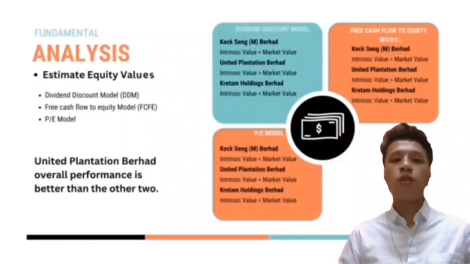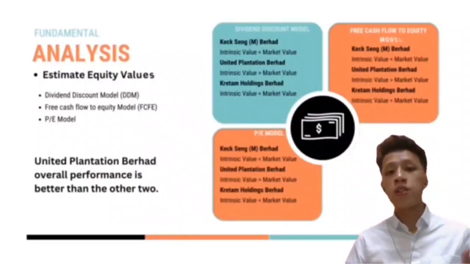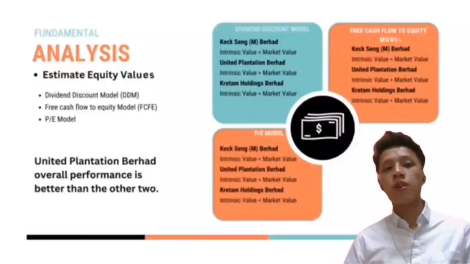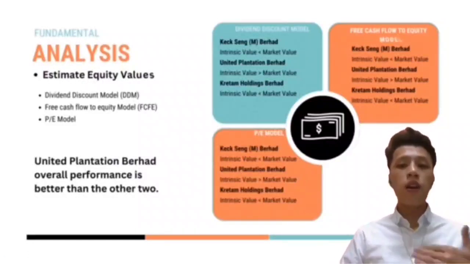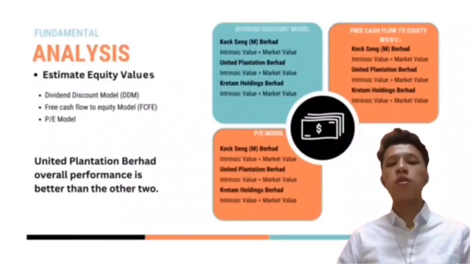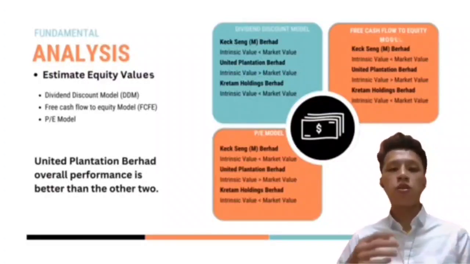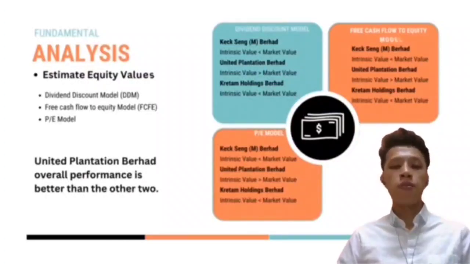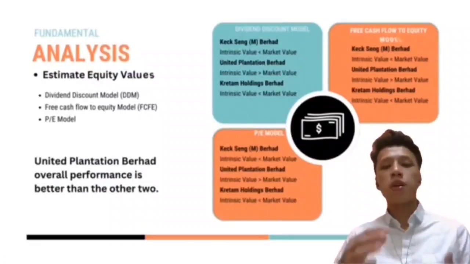In this part, we are going to analyze the 3 companies' intrinsic value. The purpose of conducting intrinsic value analysis is to give some idea to the investor whether the stock or the share is overvalued or undervalued, and whether it is worth buying as an investment. The first model that we use in this report is the dividend discount model, called DDM. Bwfn Malaysia Berhad and also Kretam Holdings Berhad have a lower intrinsic value compared to their market price. However, United Plantation Berhad's intrinsic value is higher than its market price.